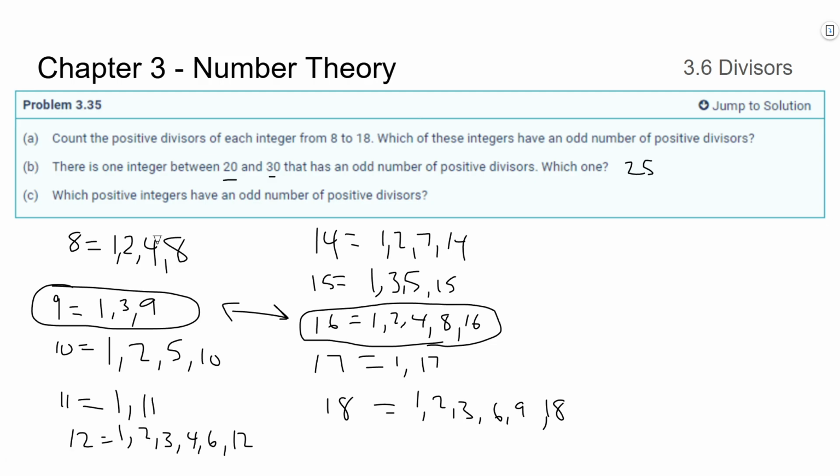So for C, which positive integers have an odd number of positive divisors? We kind of already discussed that. That's going to be perfect squares are going to have an odd number of divisors. So it's going to be 4 and 9 and 16, 25, 36, and so on.